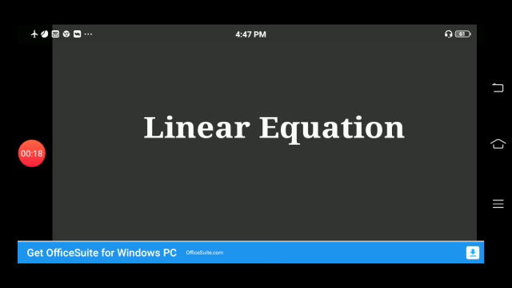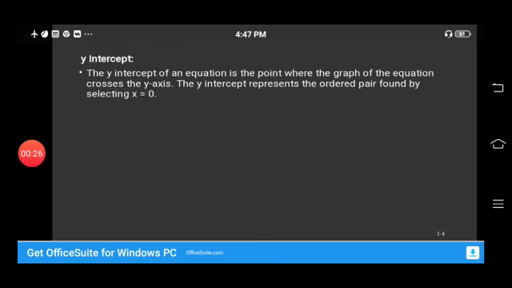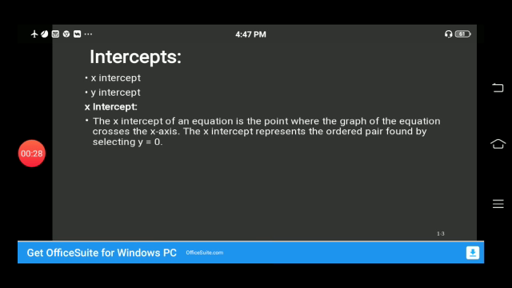This chapter, which we have been discussing in the previous lectures, is linear equations, and we are continuing this chapter. Now, in this chapter, we will discuss intercepts. What are intercepts? There are two types of intercepts, x-intercept and y-intercept. Now we will see these one by one.